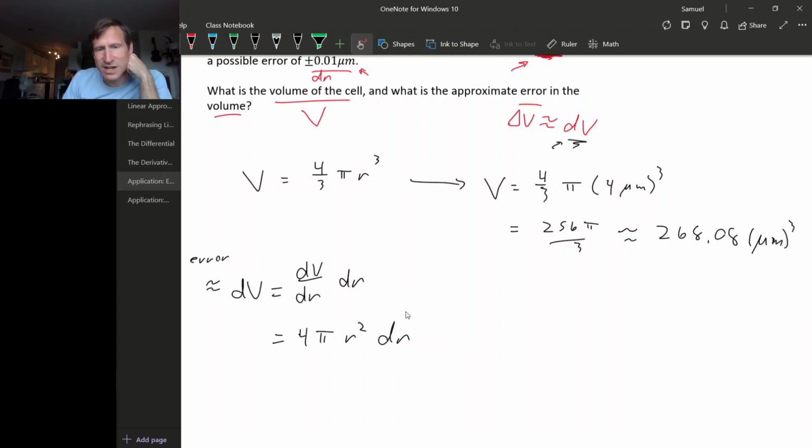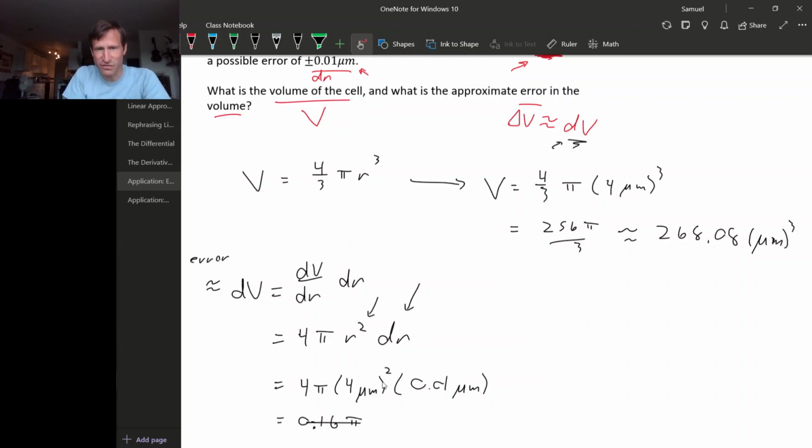But notice that this expression depends not only on dr, but it actually depends on the value of the radius that we measured. So when we evaluate this, we need r and dr. So the r value for the radius we measured was 4 micrometers. And the error in this was plus or minus 0.01 micrometers. All right, now putting this all together, let's see, 16 times 0.01 is 0.16 times pi. Oh, I made a mistake. This should be squared, so this isn't right.